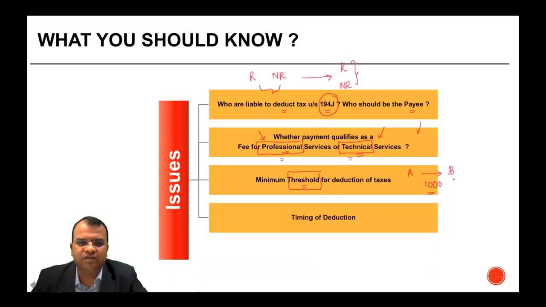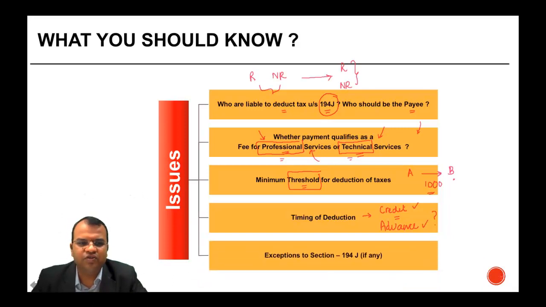Timing of deduction. Again, like we discussed in some of the earlier sections, there could be a credit of invoice in respect of professional services. There could be an advance payment. What is the time when the tax has to be deducted? Is it at the time of credit or payment, whichever is earlier?